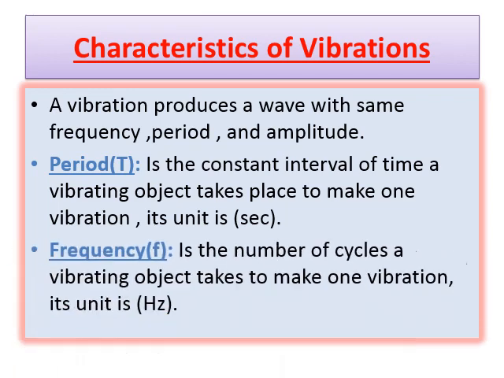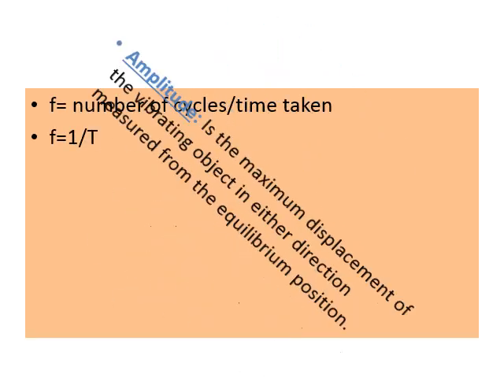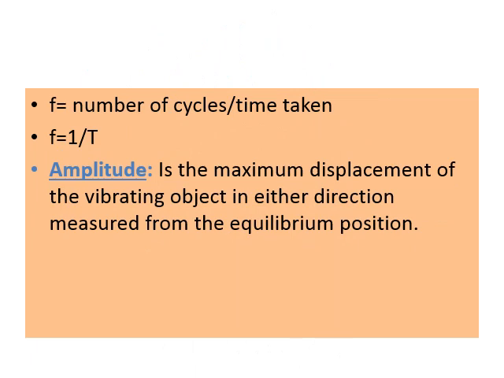Frequency, its symbol is F, is the number of cycles a vibrating object makes in one second. Its unit is Hertz, Hz. F equals number of cycles over time taken. So F equals 1 over T.